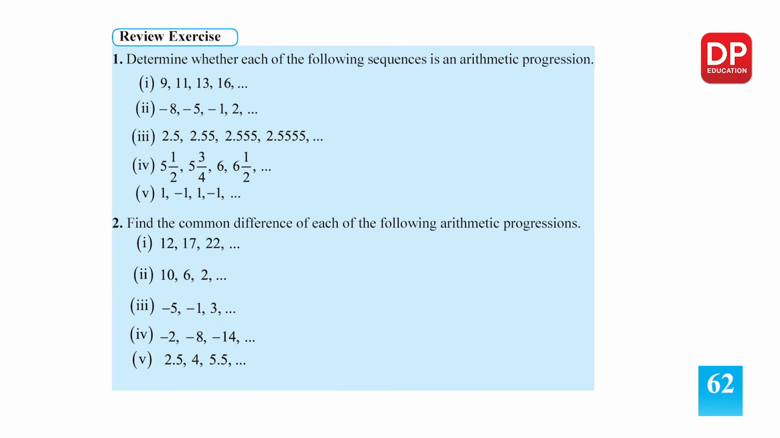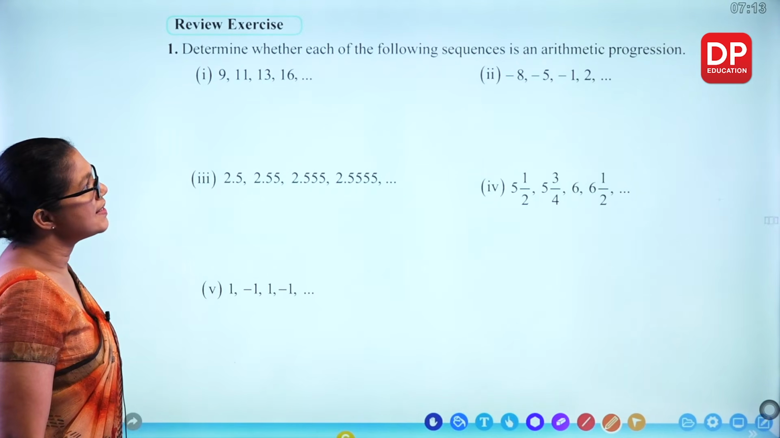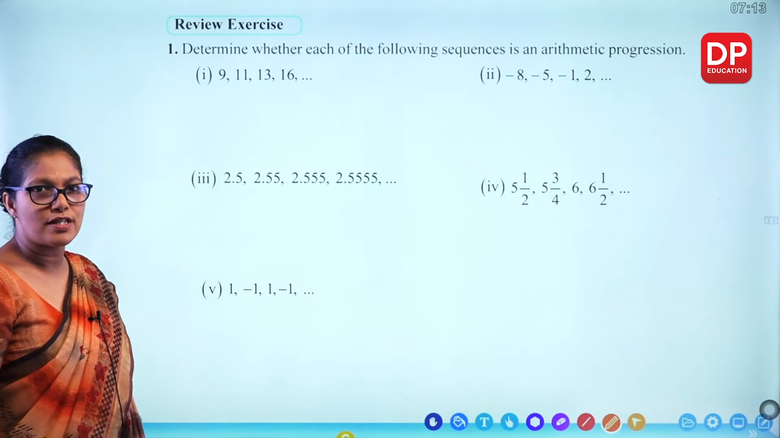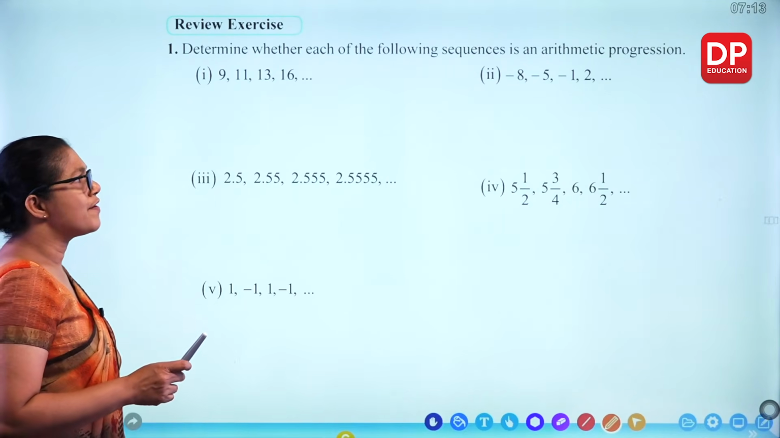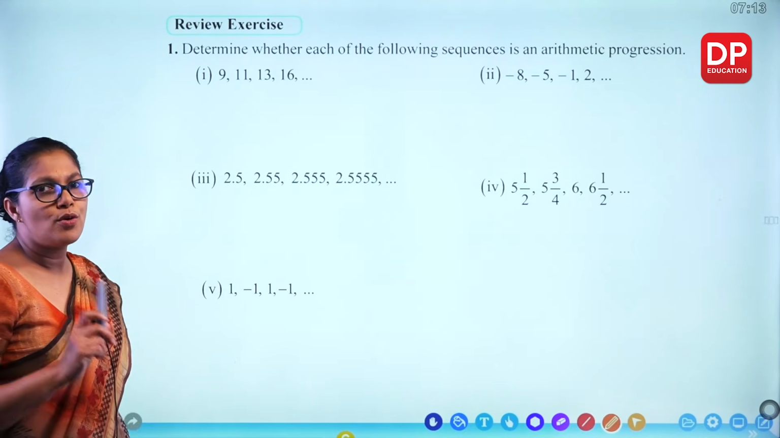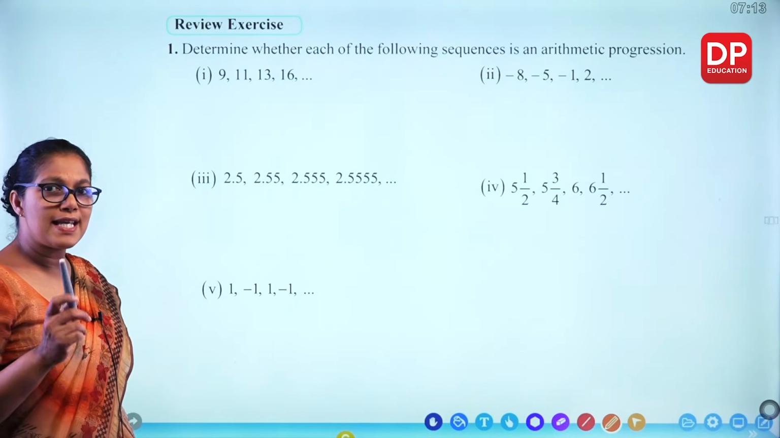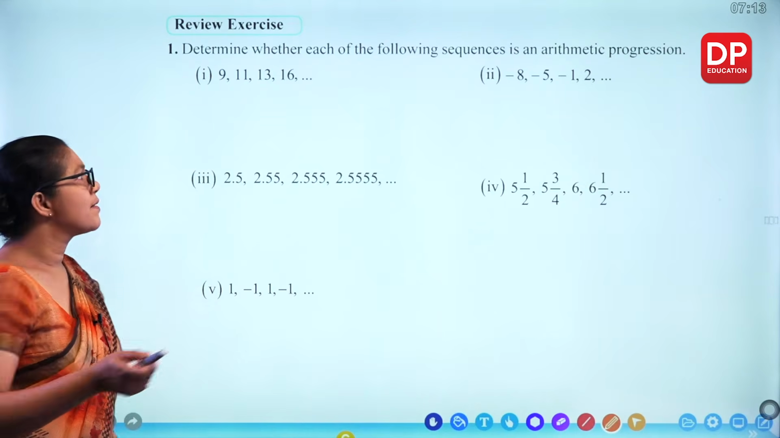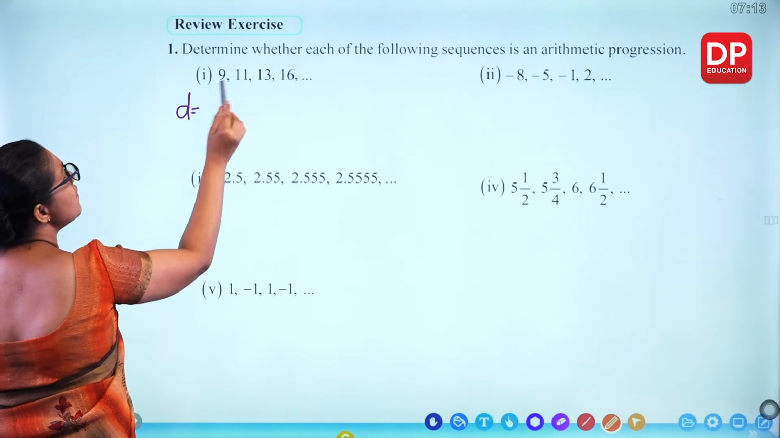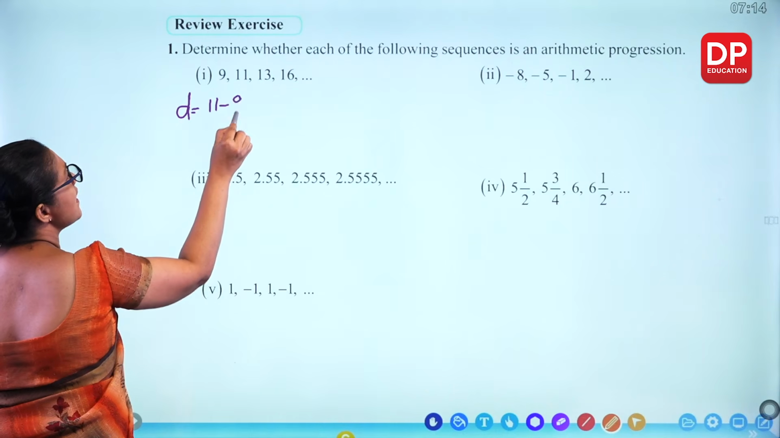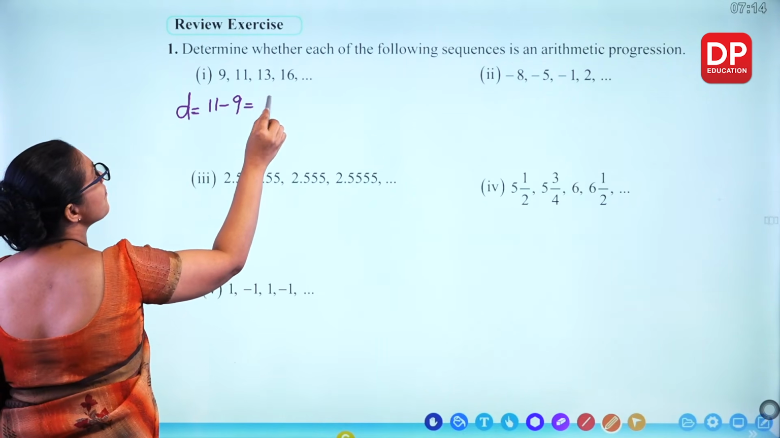We'll take the review exercise. Determine whether each of the following sequences is an arithmetic progression. So what is an arithmetic progression? When you get a common difference, we call those arithmetic progressions. So we can identify by taking the common difference. I'll take d as, if you take these two, 11 minus 9. What's 11 minus 9? 2.